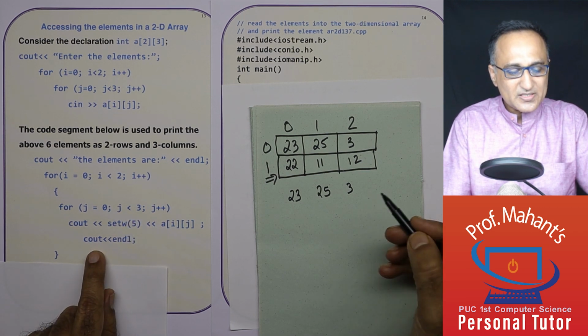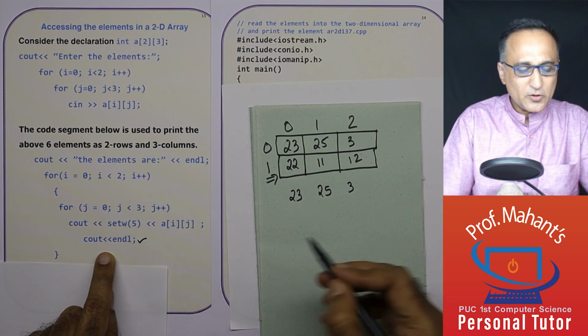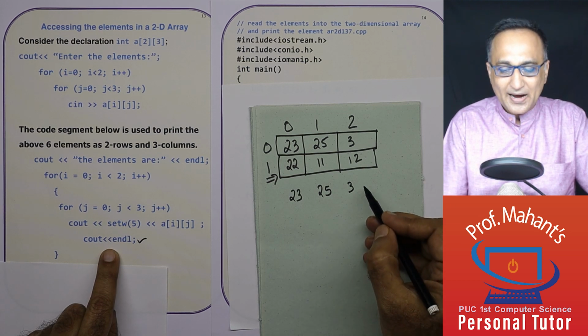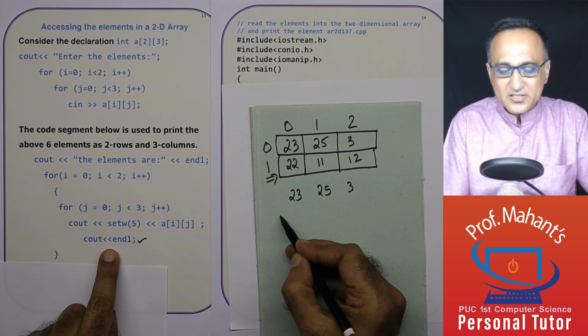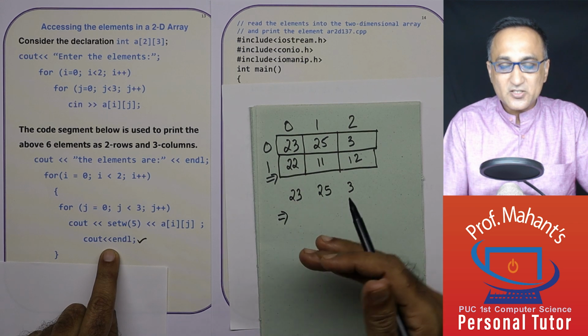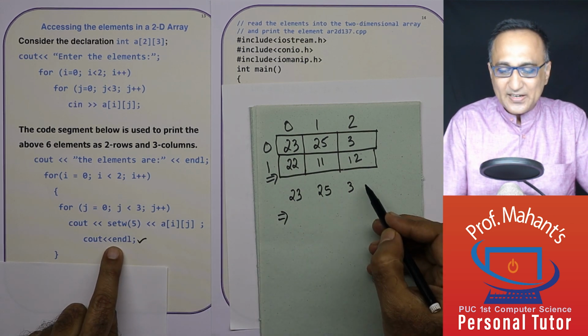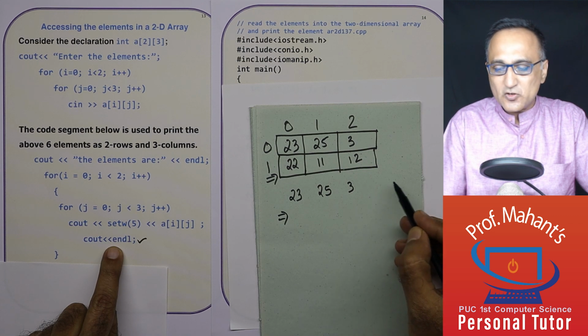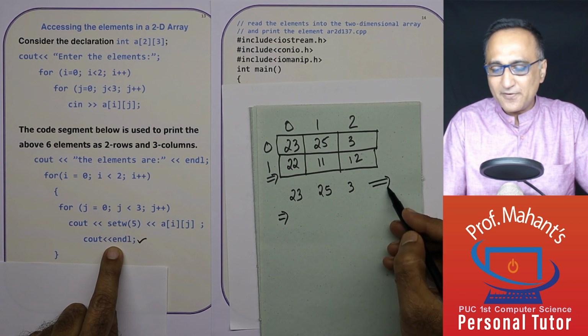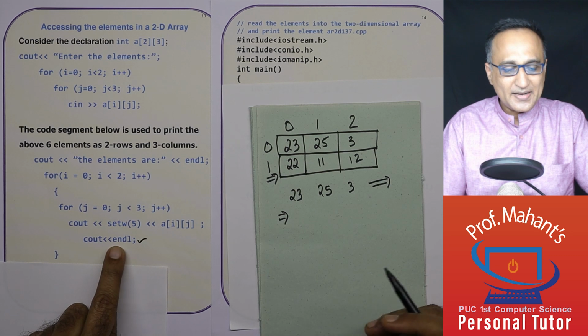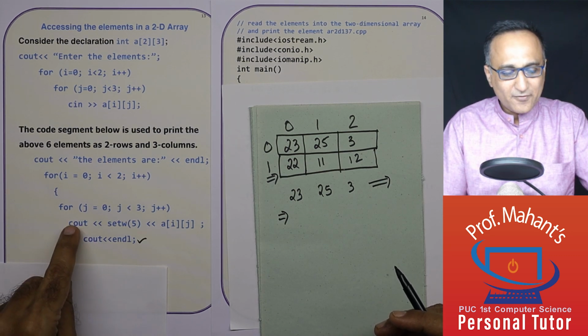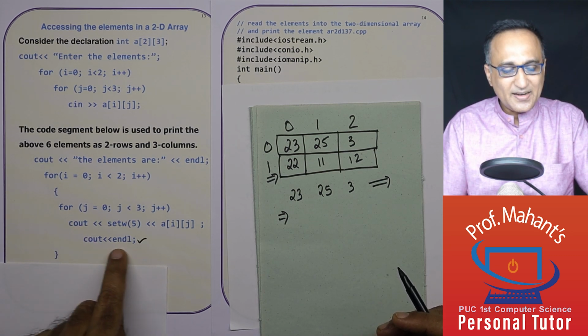Now the reason this is important is why I am doing this new line. endl stands for new line. After printing 3, my cursor should go here so that the next row comes on the next line. If I fail to do this endl, it will continue to print the next row next to this. I want one row per line. That is why after the inner for loop, I am putting this particular endl.